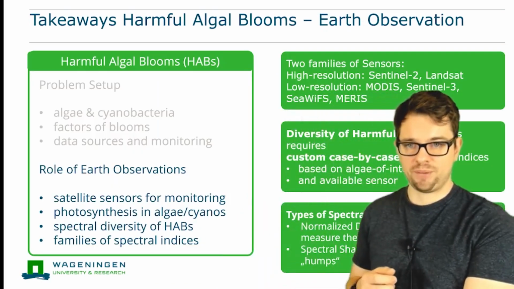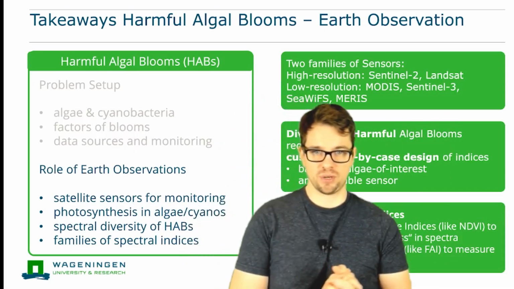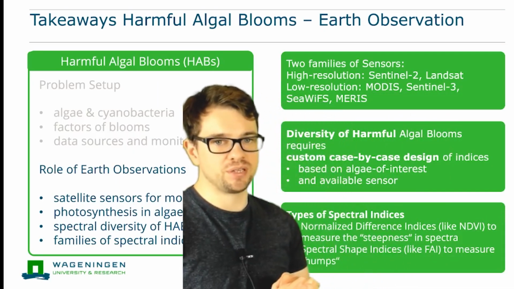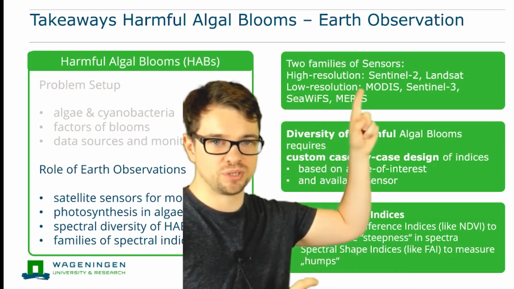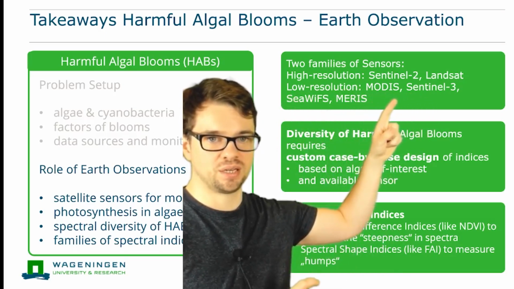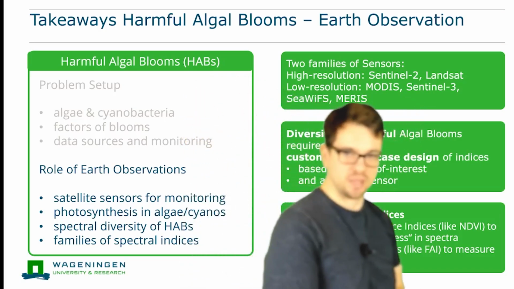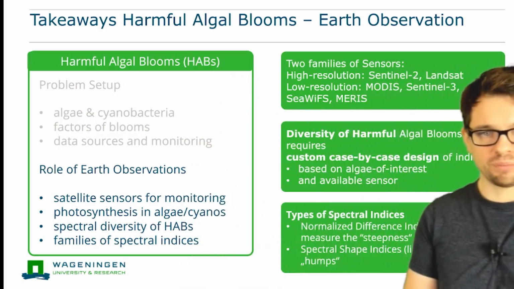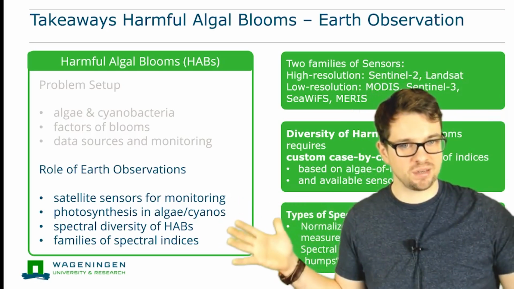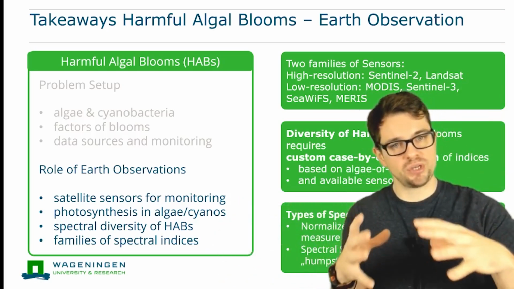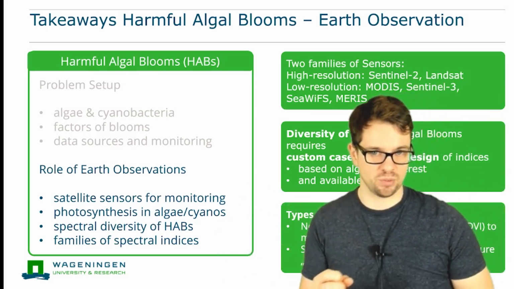So as a takeaway of the role of Earth observation for harmful algal blooms, there are mainly 2 families of sensors. There are the high resolution sensors with Sentinel-2 and Landsat, and low resolution sensors with MODIS, Sentinel-3 and so on. And they are basically serving 2 different purposes, one being more large scale analysis, the other one being more on a regional scale with the smaller pixels.